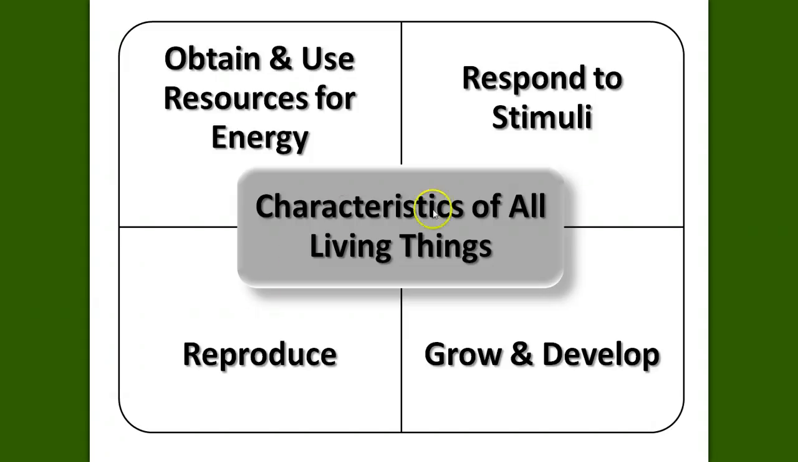So far, characteristics of all living things: obtain and use resources for energy. All living things respond to stimuli. All living things reproduce, whether it be sexual or asexual reproduction. And the final one, all living things grow and develop. I rarely see anything that doesn't grow and develop or grow and change. Everything grows and changes or grows and develops in some way. It might be that their life cycle is very short. It might be that it's long like a human. But everything, all living things grow and develop in some way. And that's pretty much all that you have to fill out for that right now.